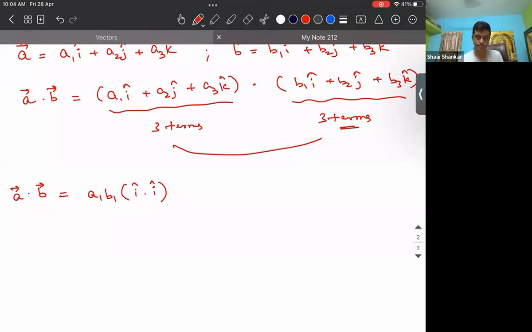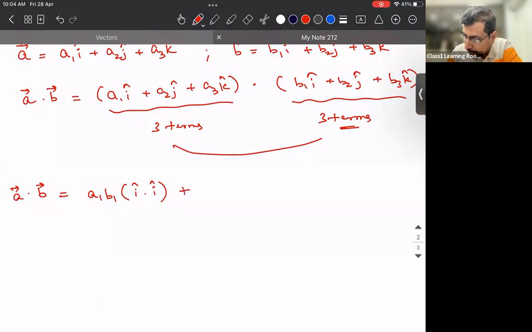Yes, sir. Good. So when we do the dot product between A vector and B vector, we get A1 B1 into I cap dot I cap plus A1 B2 into I cap dot J cap plus A1 B3 into I cap dot K cap. Right. Am I right?